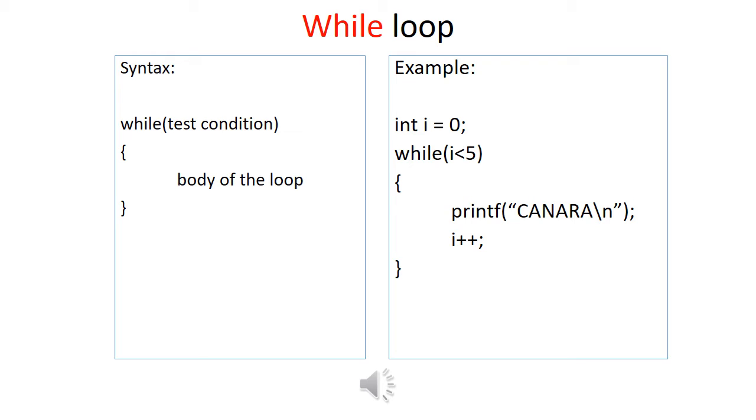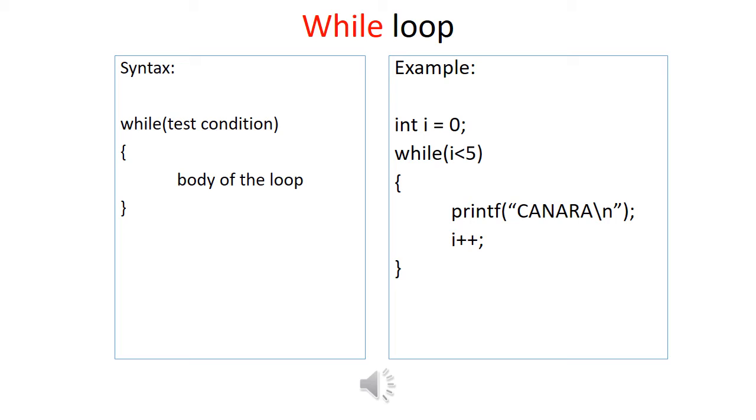A while loop. Now, the while loop is a pre-tested loop or entry control loop. The syntax is given there: while, test condition. Test condition is where we specify the expression. If the expression is true, then the body of the loop will be executed. The body of the loop specifies the set of instructions to be executed, and the body of the loop will be executed again and again until the test condition is false.